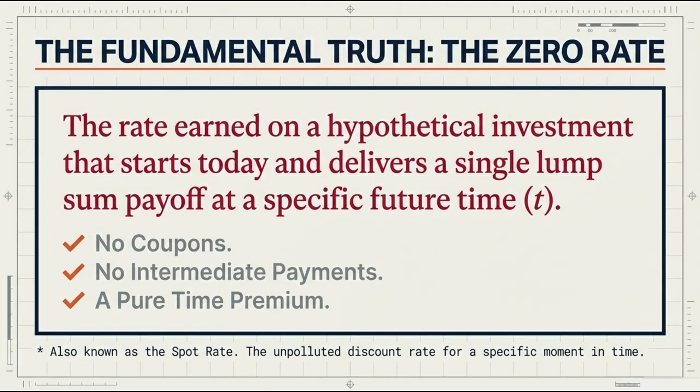The zero rate for a specific maturity, let's say time T, is the rate earned on a hypothetical investment that starts today and delivers a single lump sum payoff only at time T. So no coupons, no intermediate payments. Nothing. Think of it as a pure time premium. It's not influenced by the credit rating of an AA bank. It is the fundamental, true rate of discount for that exact moment in the future.